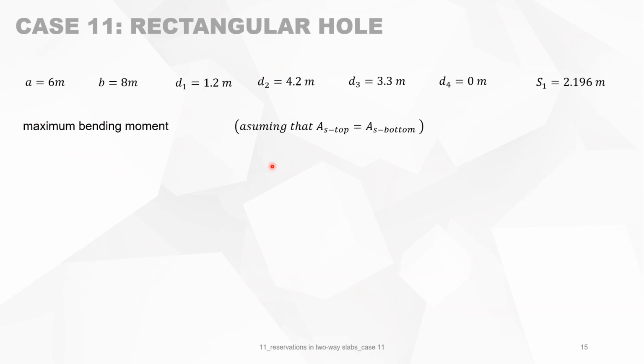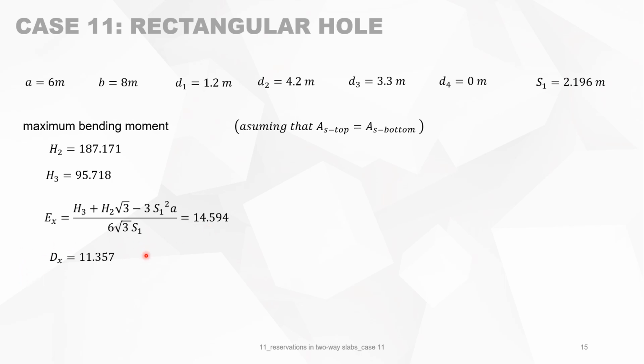The maximum bending moment is then, assuming of course that the top and bottom reinforcement is equal, calculated from H2 and H3 from the previous slides. Then you can calculate the work done by the external forces, which is 14.6, and the work done by the internal forces, which is 11.36. The bending moment is then dx divided by dx times the load, and we got 33.35 kilonewton meter per meter.